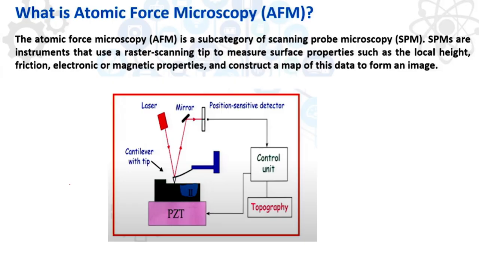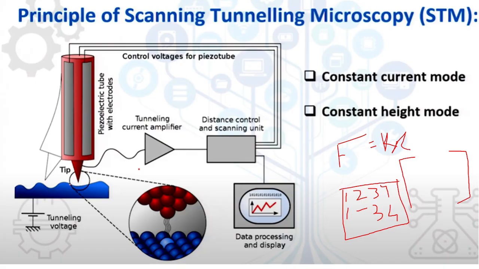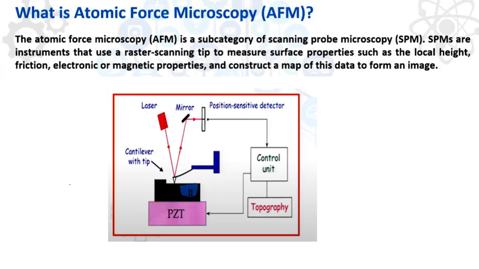The next is the atomic force microscope. In case of STM, what we are actually measuring is the current that is generating, which we are detecting through the piezoelectric tube. Now in case of AFM, we are measuring the force that is generated.